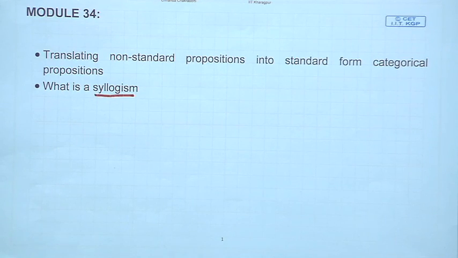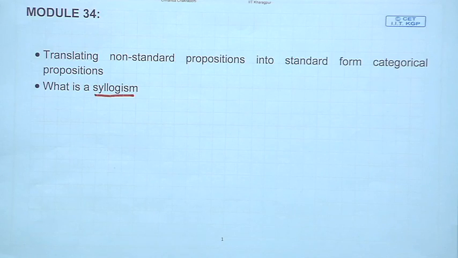Remember, I have told you about the immediate inferences, and we have done some based on the square of opposition in the last module. Syllogism is the mediated inference, mediated as in there would be something in the middle, and you will get to see how it moves and what it is today.